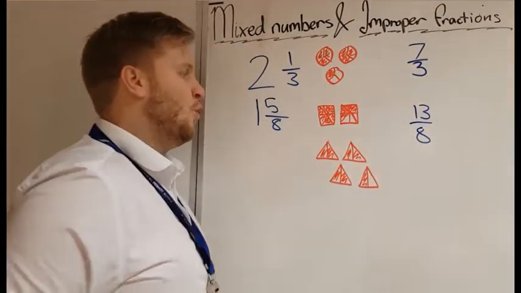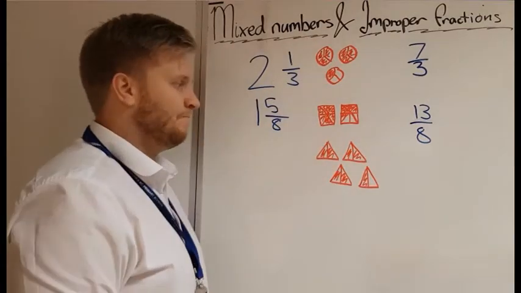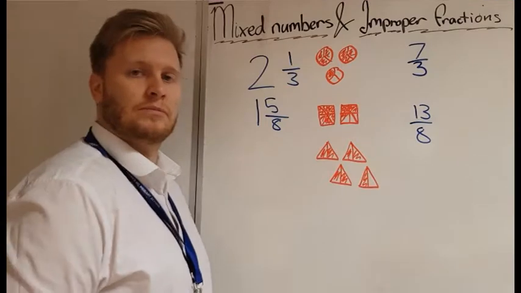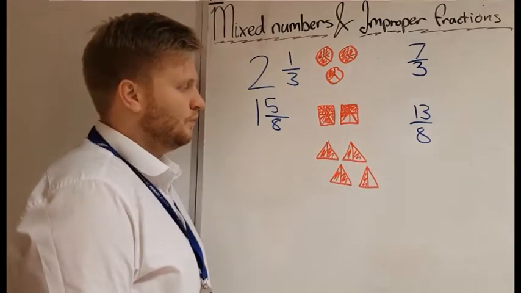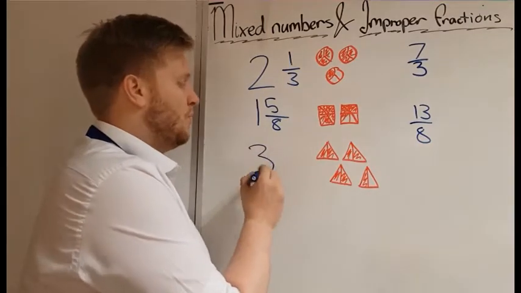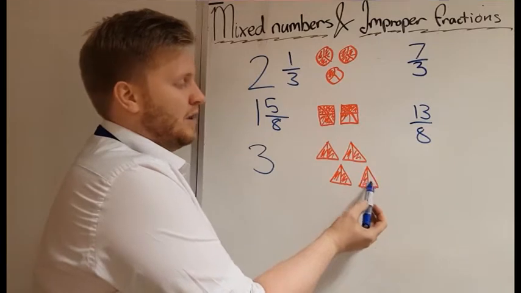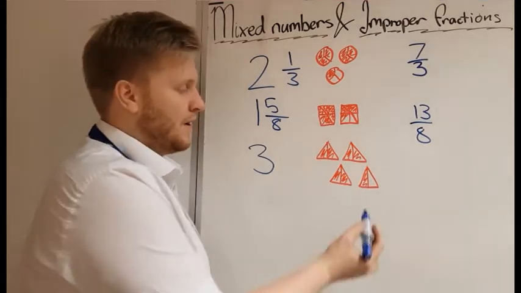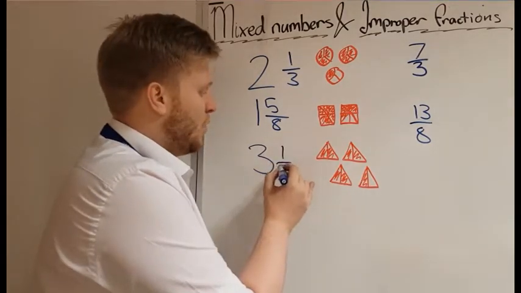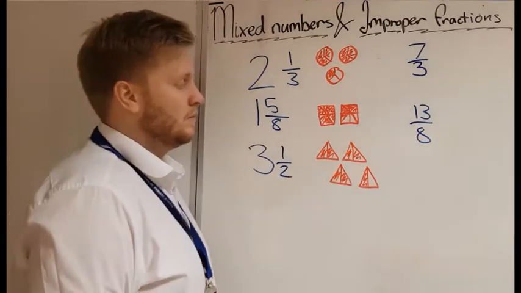Last one. Have a quick go of that one. What do you think the mixed number would be? So we have 4 triangles. 3 of them are completely whole. So our whole number would be 3. Our last one, we can see it's cut into two, so it's in halves, and there is one shaded. There's one half shaded, so we have 3 and a half triangles.